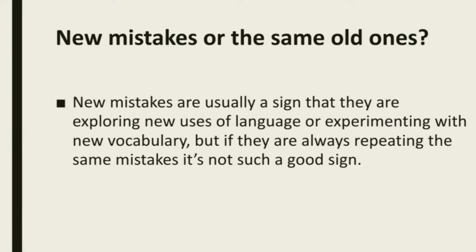New mistakes or the same old ones. New mistakes are usually a sign that they are exploring new uses of language or experimenting with new vocabulary, but if they are always repeating the same mistakes, it's not such a good sign. Mistakes and errors may sound negative, but as language teachers, it's crucial to keep the language learning experience positive for learners. If your students are always making new mistakes using the English language, always remind them that it's fine, that it's okay, that it's a crucial part of their language learning journey.